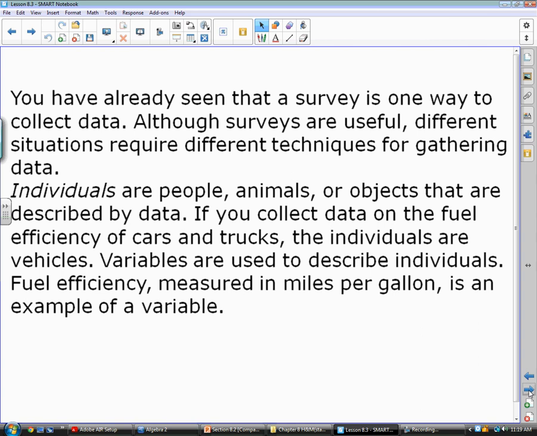All right. You've already seen that a survey is one way that you can go about collecting data. Although surveys are useful, different situations require different techniques for gathering data. Individuals are people, animals, or objects that are described by data. You can collect data on the fuel efficiency of cars and trucks. The individuals are going to be those vehicles. Variables are used to describe individuals. Fuel efficiency, measured in miles per gallon, is an example of a variable.